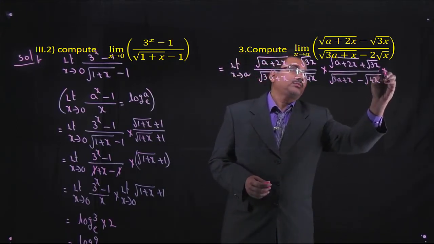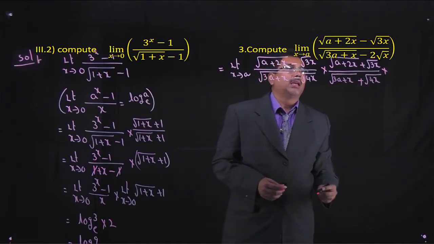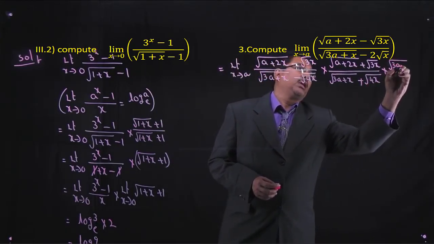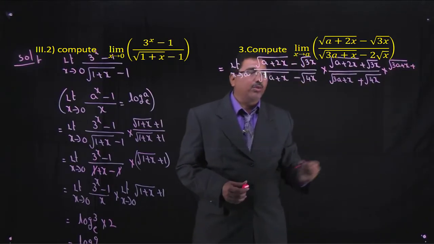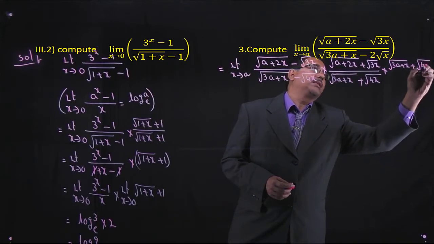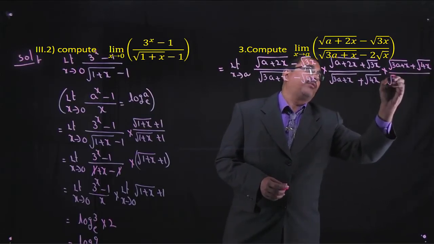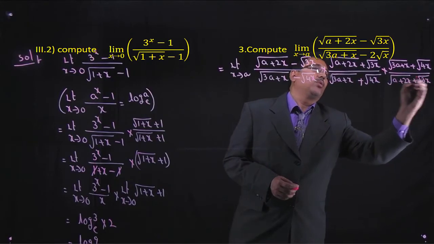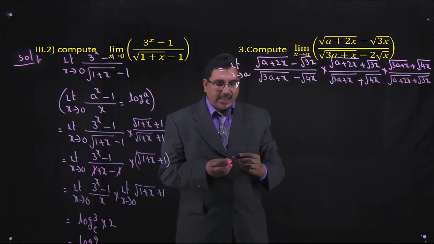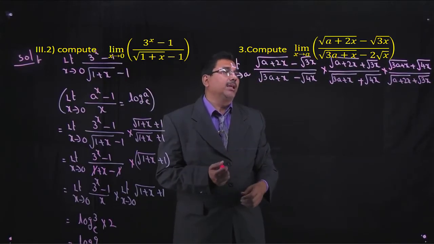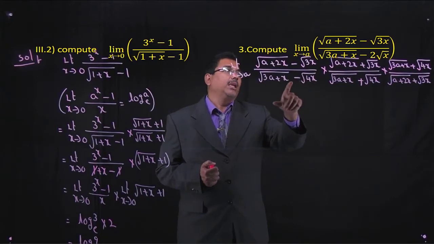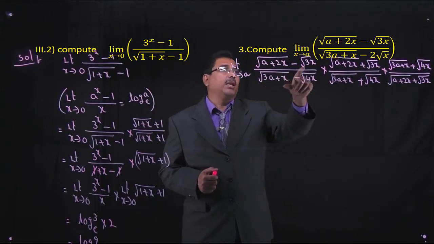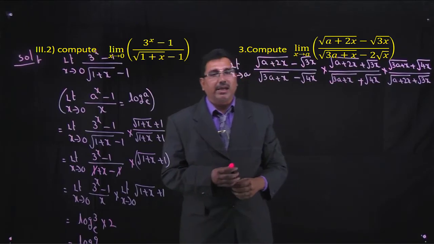Into, this is plus, into (square root of 3a plus x plus root 4x) divided by (square root of a plus 2x plus root 3x). Rationalizing both numerator and denominator. This is of the form a minus b, multiply and divide by a plus b. This is also of the form a minus b, multiply and divide by a plus b.